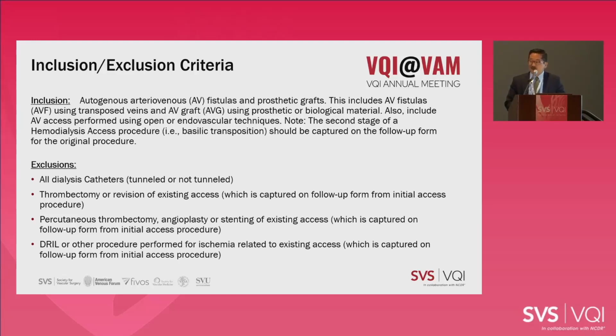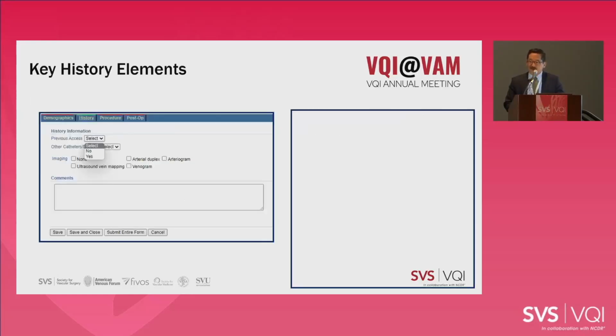Any thrombectomy or revision of an existing access, that's supposed to be captured on our follow-up forms, though I will mention at the end that there's a bit of a weakness to that. Any percutaneous thrombectomy or angioplasty or stenting of existing access, this again is not a new procedure, it's actually a follow-up, and so if that's being performed on an access that was built by somebody else that is not captured in VQI. And in the same vein, any kind of surgical revision like a DRIL or other procedure performed for ischemia is also captured ideally in the follow-up form and is not a new procedure.